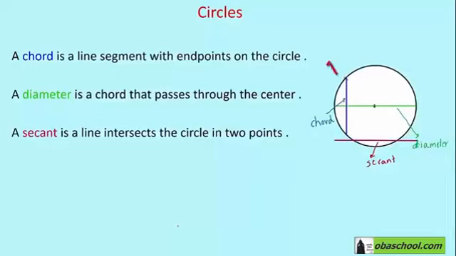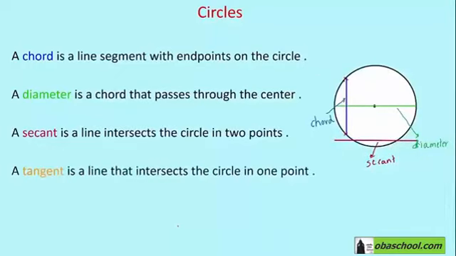And finally, for the final straight line, the tangent. What is the tangent? A tangent is a line that intersects the circle at 1 point only. So, it is similar to the secant but only passing through 1 point and not through 2. So, you can see the orange straight line, which is an example of a tangent.